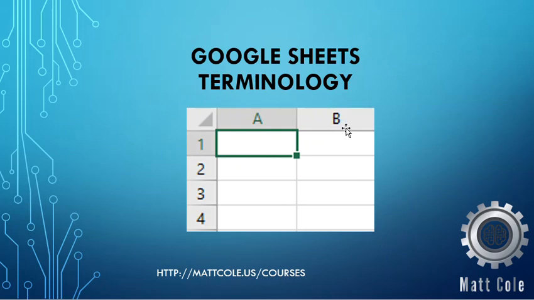Generally it's A through Z. After Z, it'll restart on AA, AB, AC, AD. The horizontal lines of each of these are rows. So a lot of times you may hear it's in column A or row 3.